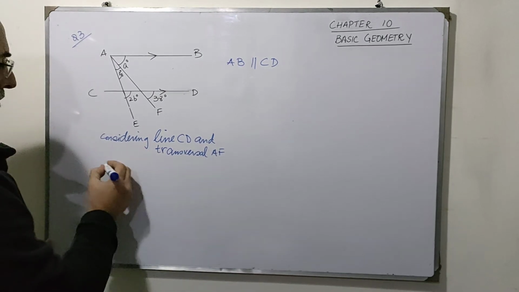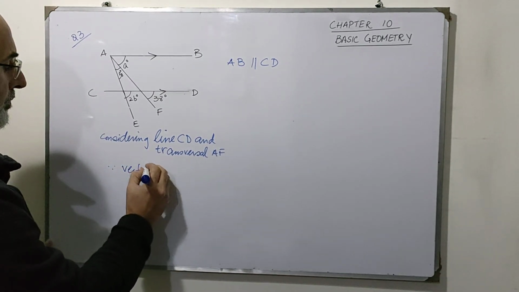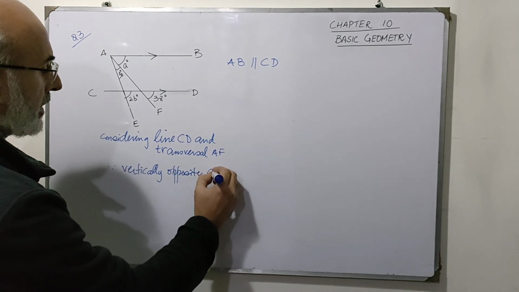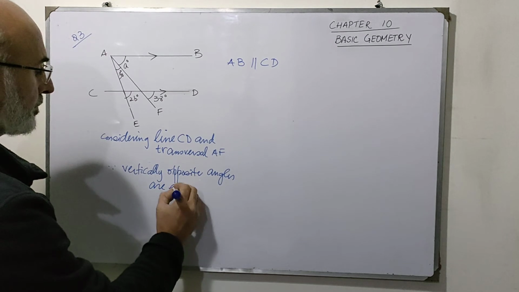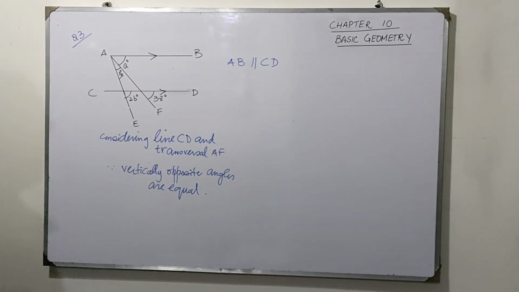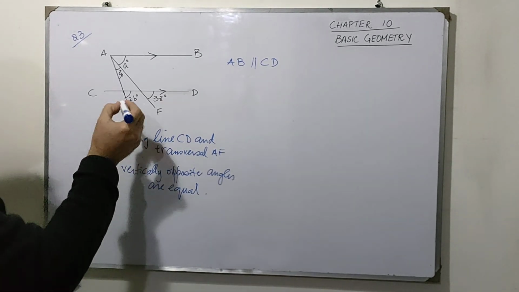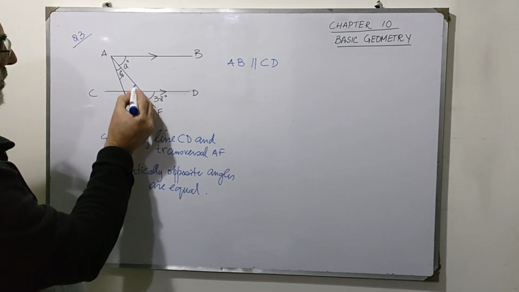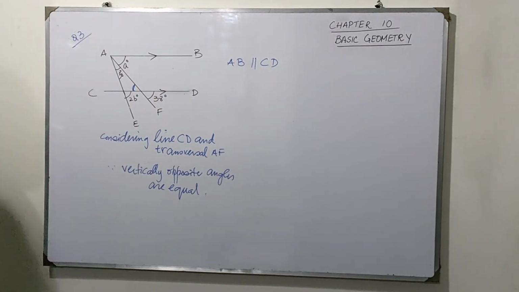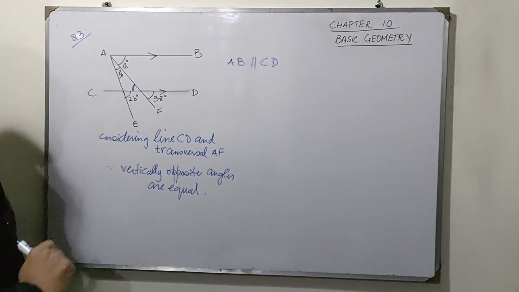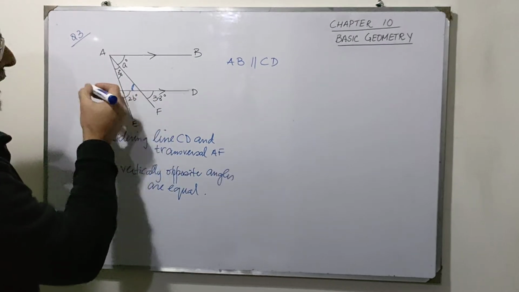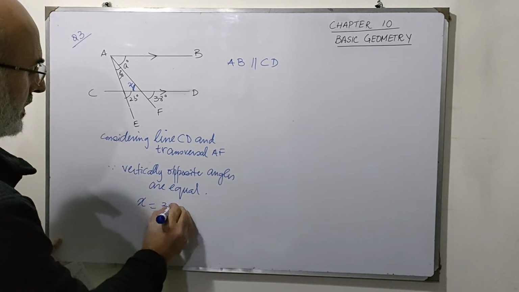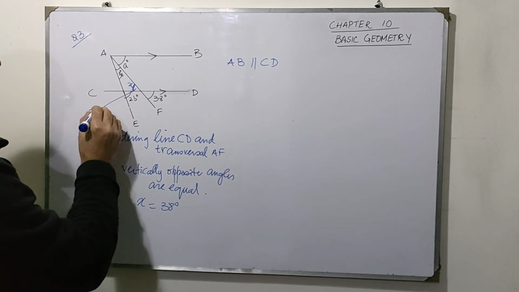So since vertically opposite angles are equal, what is going to happen now? This angle and this angle both are vertically opposite, so this angle is going to be equal to this. Since there is no variable here, if I say this is x, then x is equal to 38 degrees. So this angle is 38 degrees.